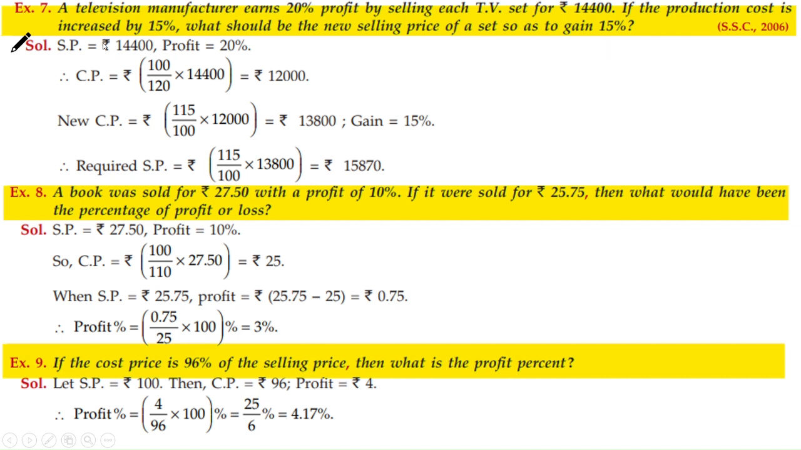Selling price is equal to rupees 14,400. Profit equal to 20%. Therefore, cost price equal to rupees 100 by 120 into 14,400. That equal to 12,000. New cost price is equal to rupees 115 by 100 into 12,000. That equal to 13,800. Gain equal to 15%.